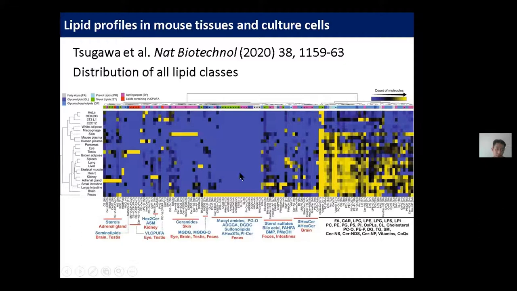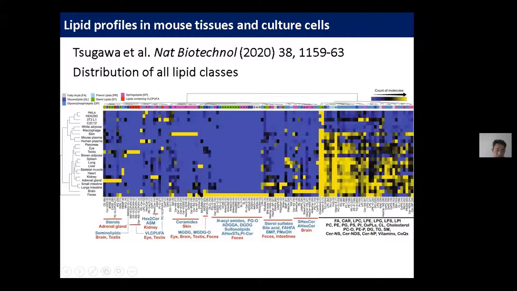So the very last line shows feces. Feces is fecal matter or excretion of mouse. And in feces, there are many N-acyl amides or sulfonolipids. There's a very strong yellow line in the middle. And this indicates N-acyl amides are abundant in feces.